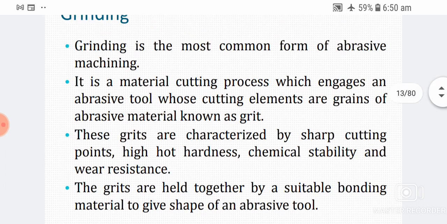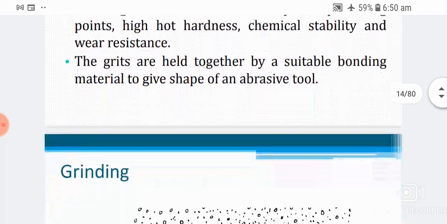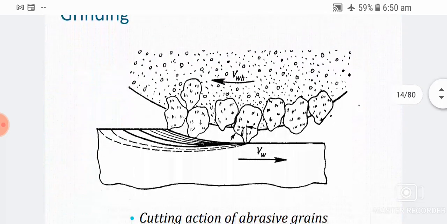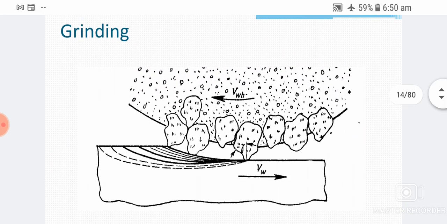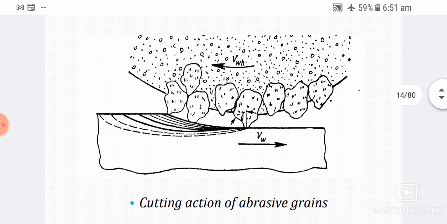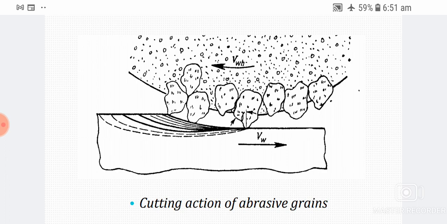Okay, this is the working process of grinding. Next we have grinding, as shown in the diagram, the cutting action of abrasive grains. This is the grinding cutting operation of abrasive grains. The abrasive particles, while moving, remove the material from the workpiece.